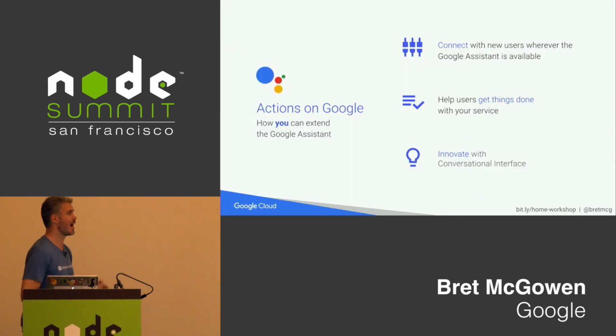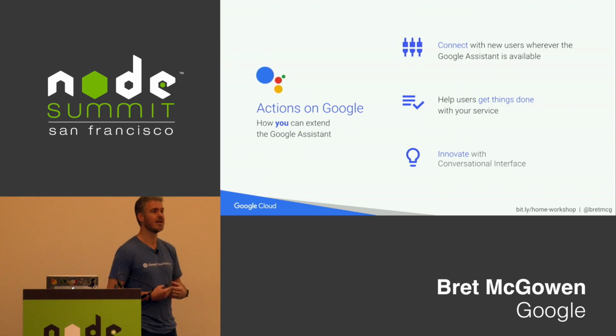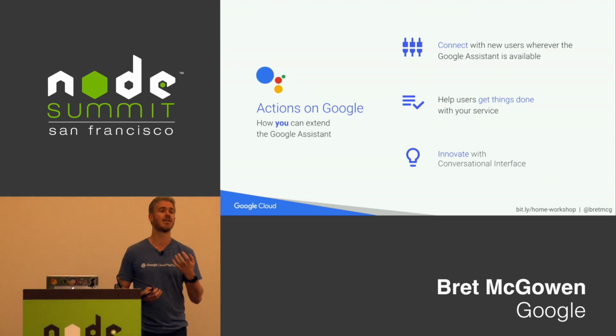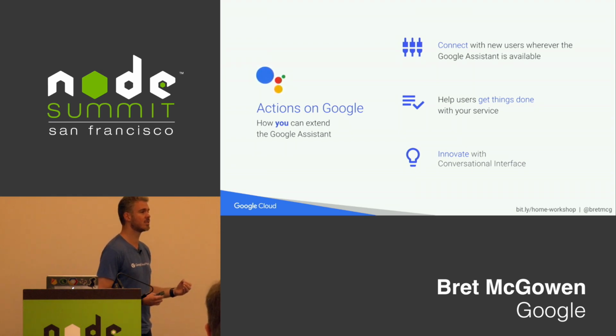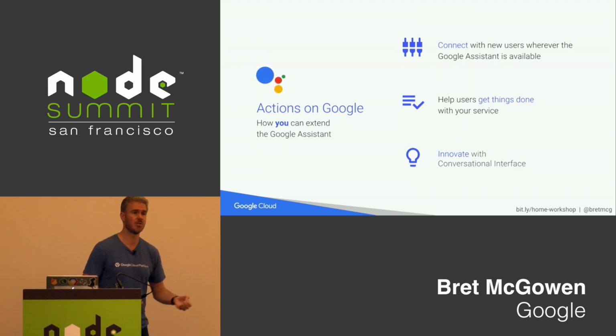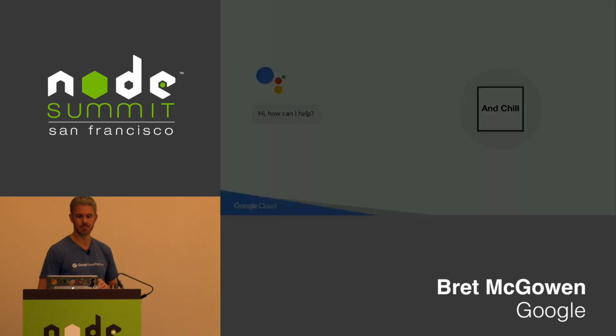So now we'll talk about Actions on Google. So Google Assistant is how you as a consumer talk to Google, and it knows how to do things, like add things to your calendar, or tell you what the weather is in New York City. Actions is how you as a developer can put your functionality into Google Assistant to help you connect with users in new ways and help them get things done. So Actions is how you as a developer customize that experience.